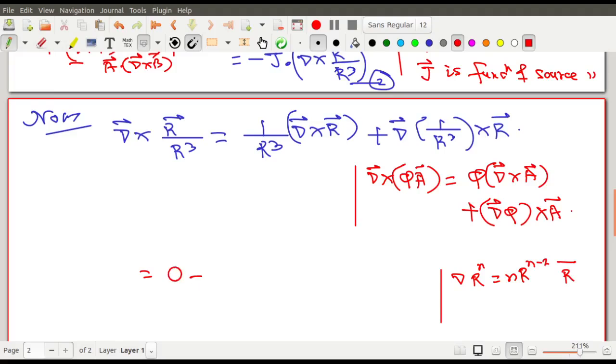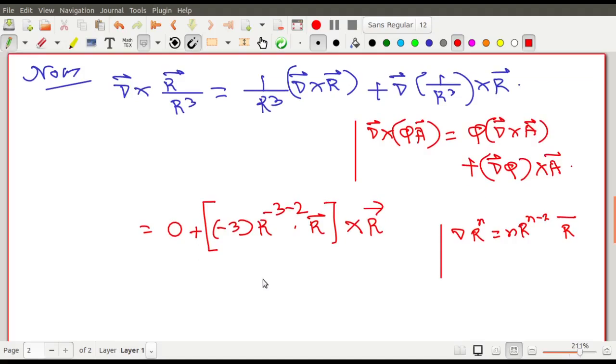First part is 0, that's fine. Then you write minus 3 R to the power minus 3 minus 2 into R vector. This is the calculation for grad of 1 by R cube. And then there is an R vector. Let me remind you one thing. If you have not studied the classes of vector properly, then you are understanding nothing. I am helpless. So I request all of you to go through the classes of gradient, divergence and curl properly if you have not gone through it so far. Then only the class will be fruitful.